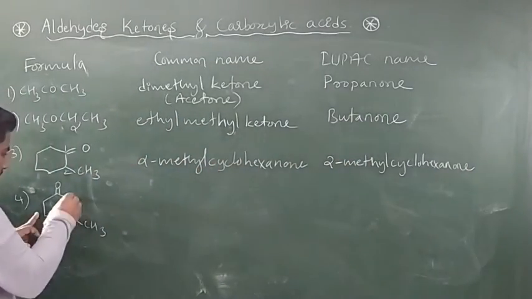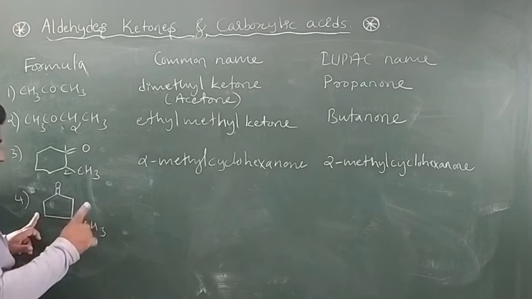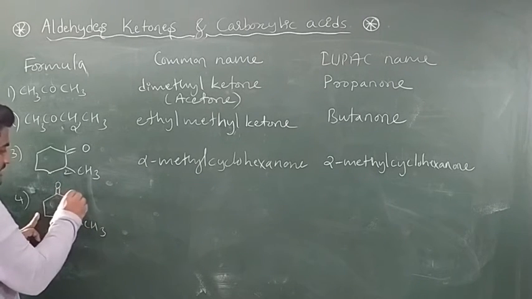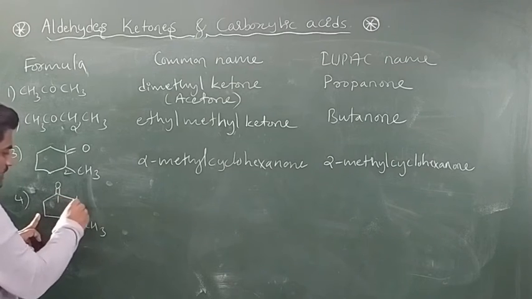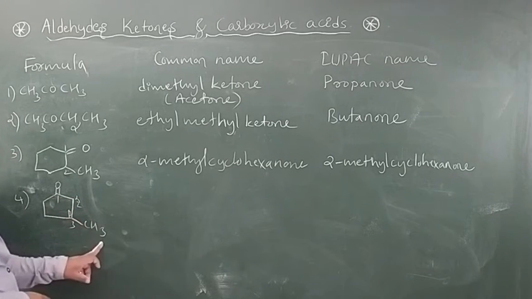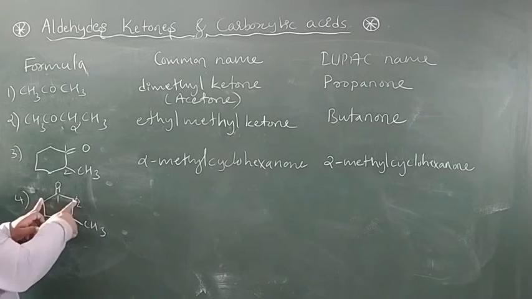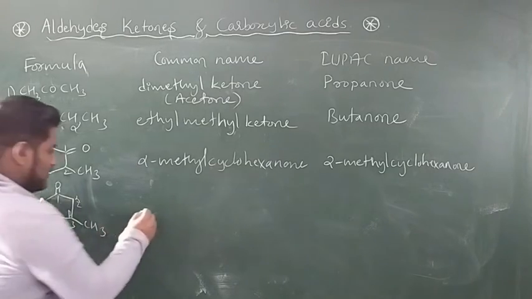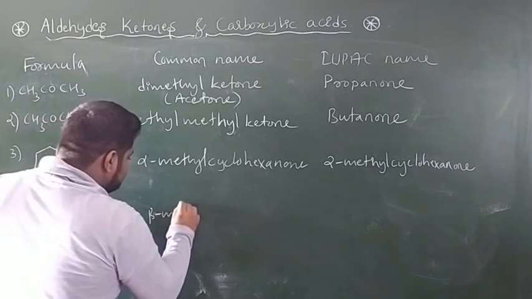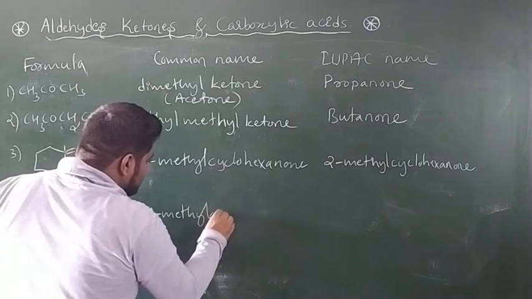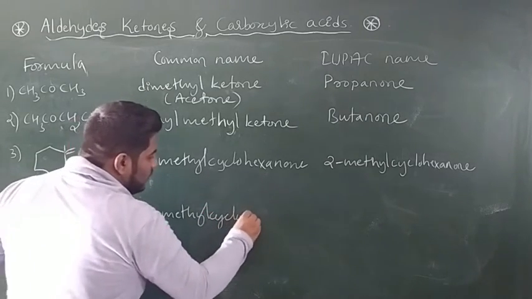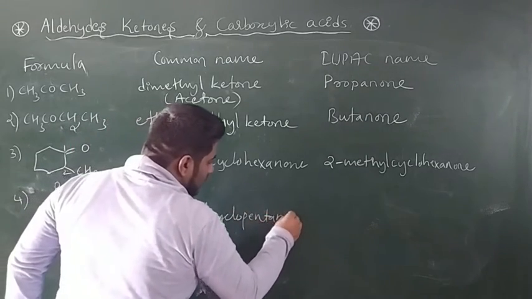Carefully see here, 1, 2, 3, 4, 5. A 5-membered ring is there. This is alpha and beta position, 1, 2, third position. Okay, beta methyl cyclo 1, 2, 3, 4, 5, pentanone. Beta methyl cyclopentanone is the name of this one.